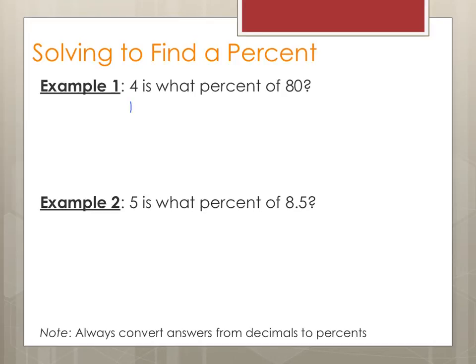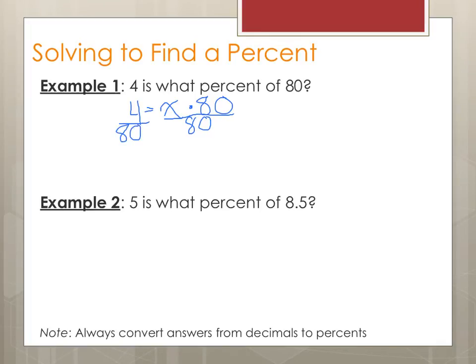So, example 1, 4 is what percent of 80? So 4 equals what percent, that's x, of is times 80. Okay, so we have 4 equals x times 80. To get x by itself, we need to do the opposite of the operations that are affecting x. So right now it's being multiplied by 80. The opposite of that would be to divide by 80. So I have to do that to both sides. Divide the left and the right by 80.